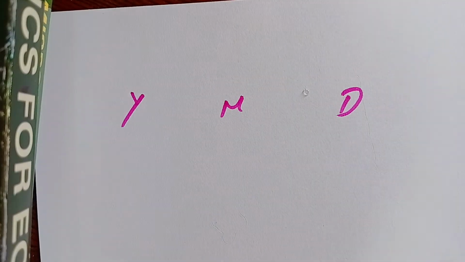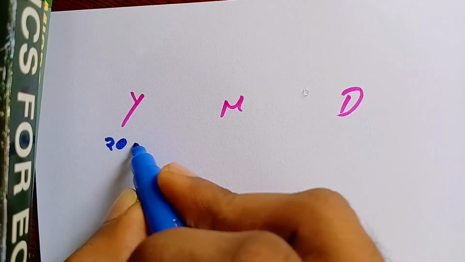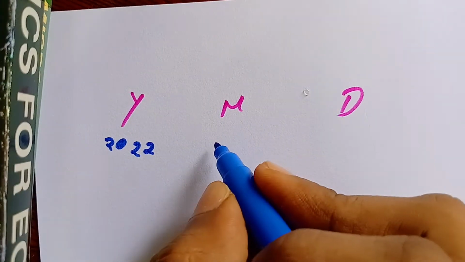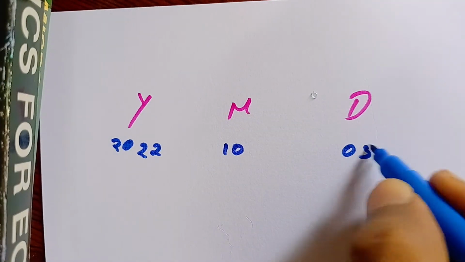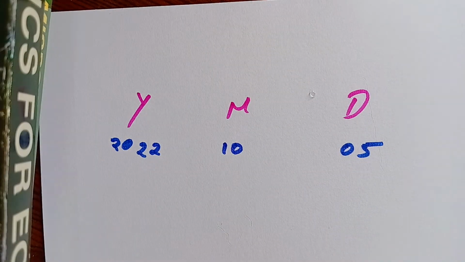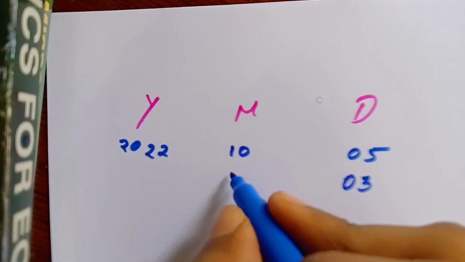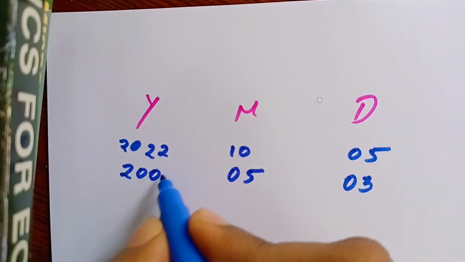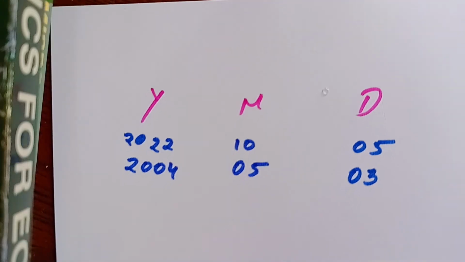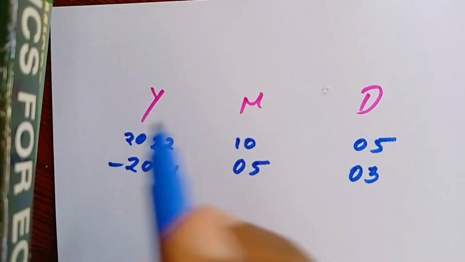First we will write the current date. So today is 2022, 10 and 05. Now we will take a date of birth, it can be 03, 5, 2004. Now we need to subtract the date of birth from the current date.